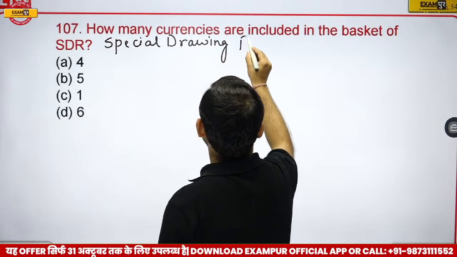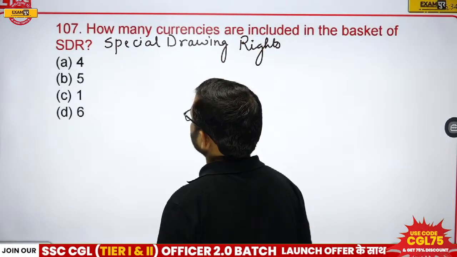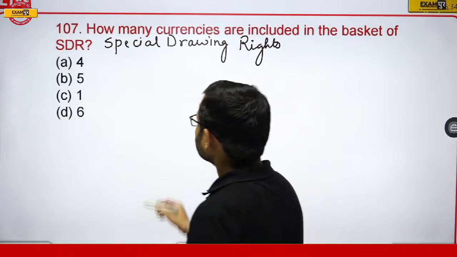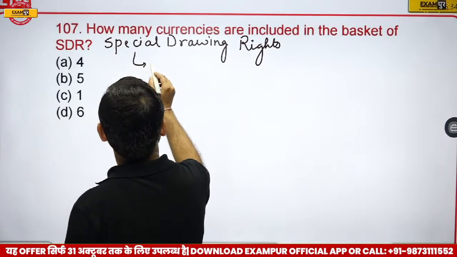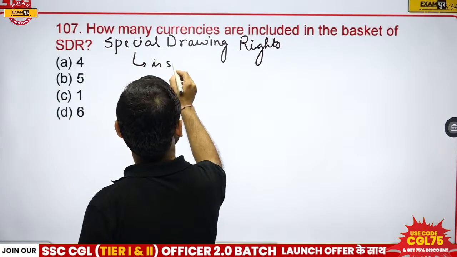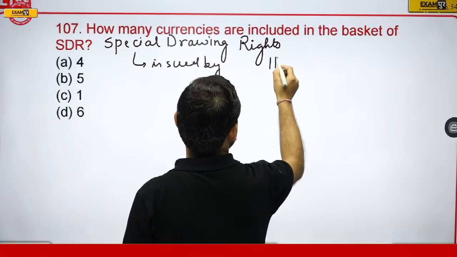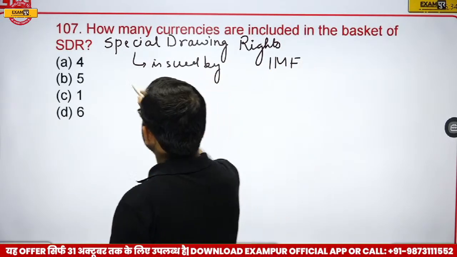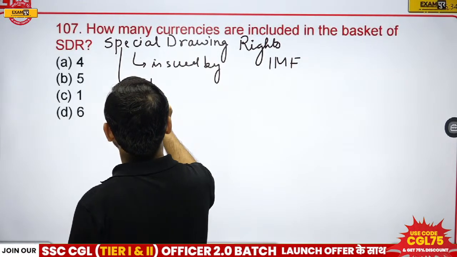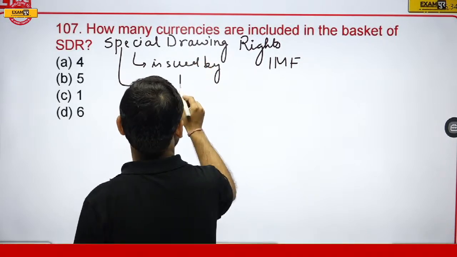SDR here stands for special drawing rights. This is a currency issued by the IMF, and it is also known as paper gold.